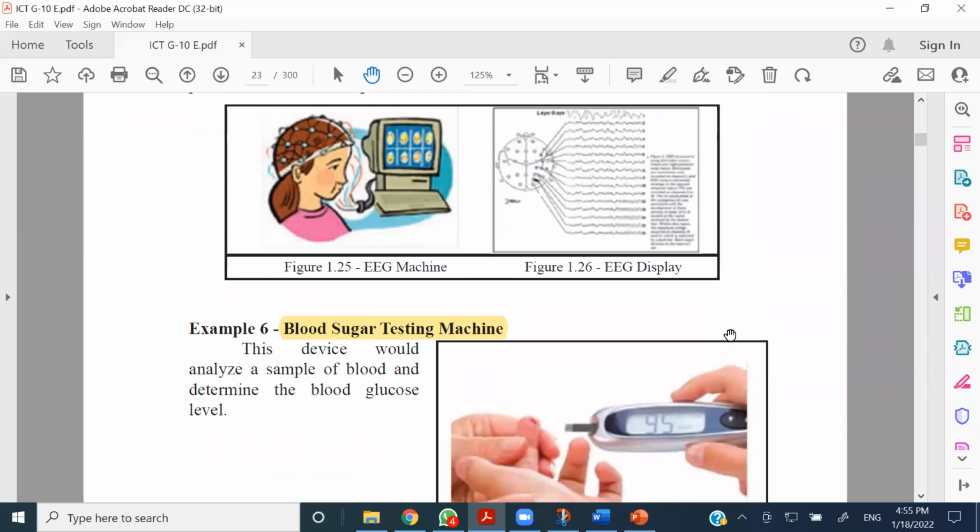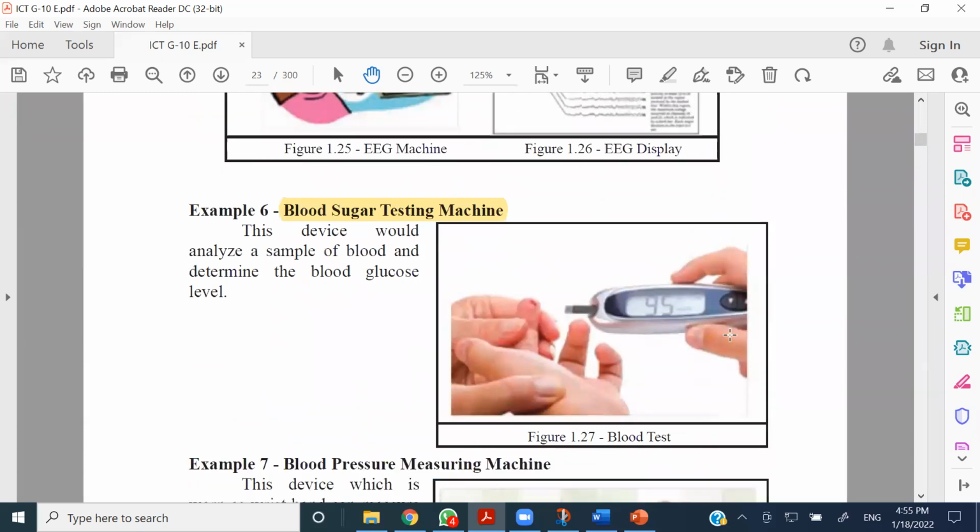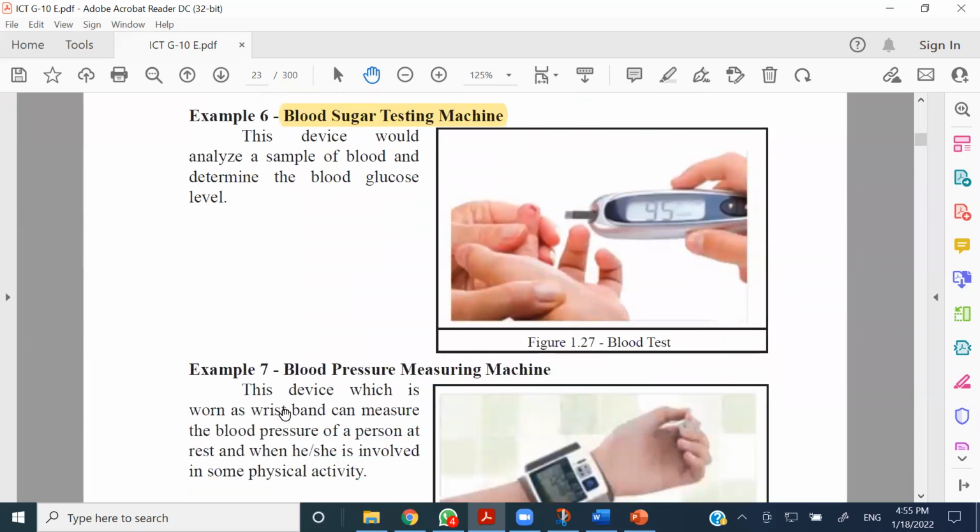And after the blood sugar testing machine, there is a similar machine, which is the blood pressure measuring machine. I have experience with this machine, and mine is not something to wear on the wrist. It is something to wear on my arm, like the upper arm.